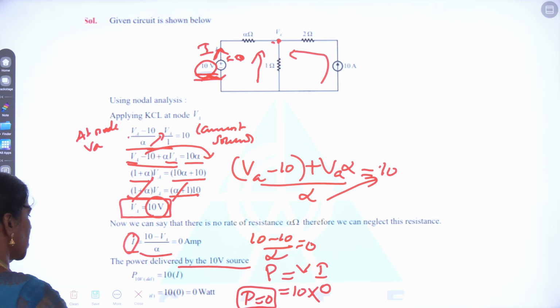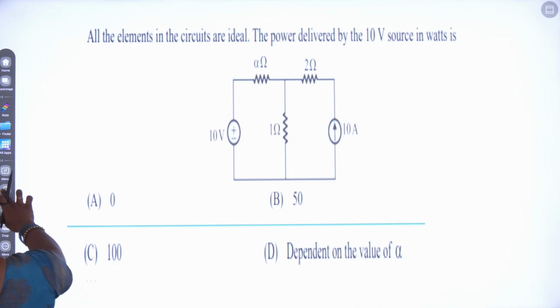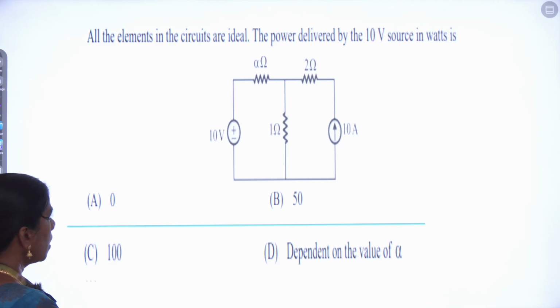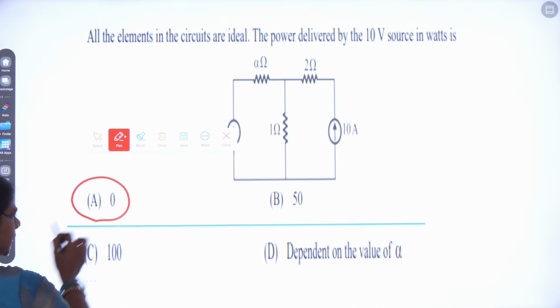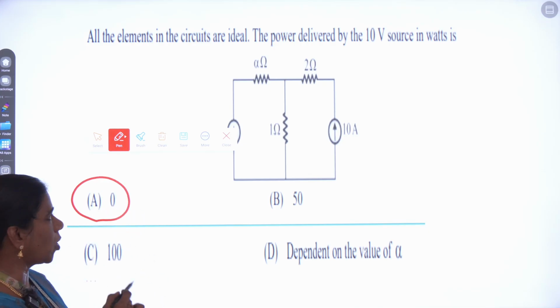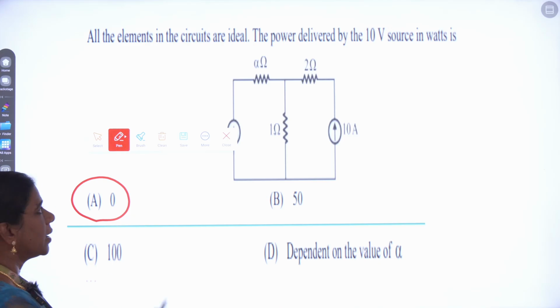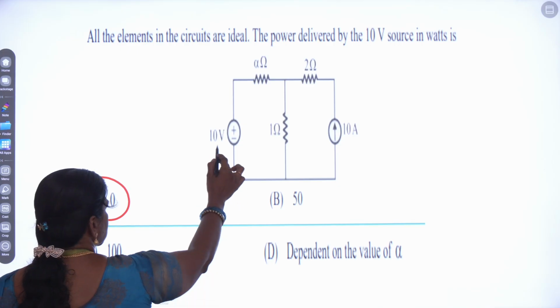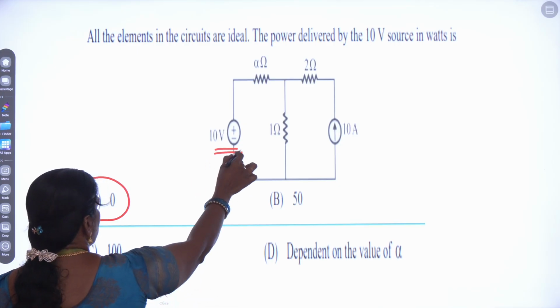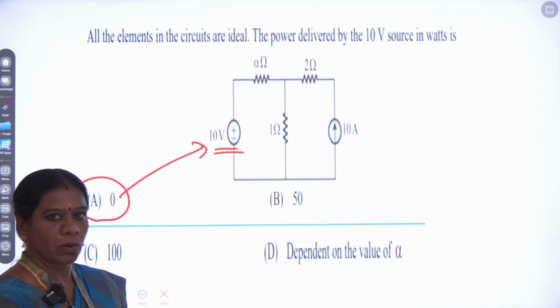So here we have some choices. Let us verify the choice now. For this problem it is given, what is the power delivered by the 10 volt source? So now the option A is correct. Yes, for this problem the option A, nothing but the power delivered by the source is equal to 0. That is, the power delivered by the 10 volt source will be equal to 0. That is the answer. Okay, any doubt?